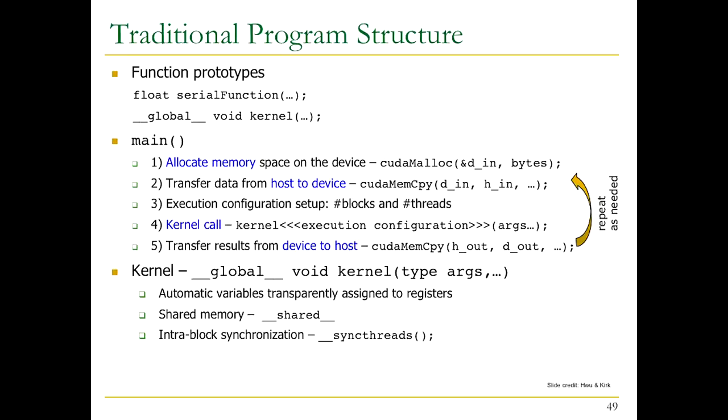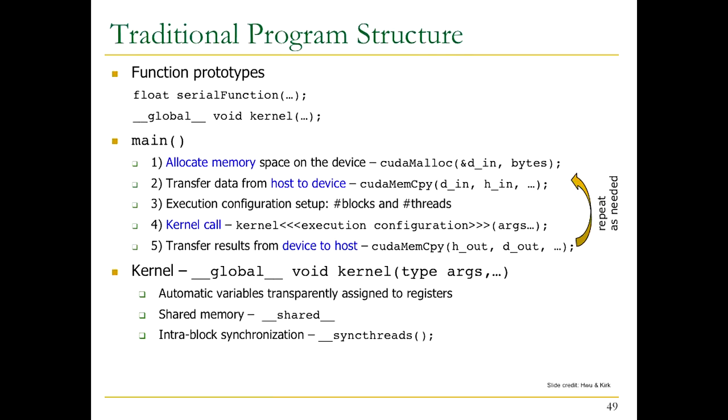Afterwards, we need to define the execution configuration, essentially, as we said before, how many thread blocks do we want to launch and how many threads per block. Obviously, this is going to be dependent on the size of your data, your input or your output data, or both. And then we call the kernel.